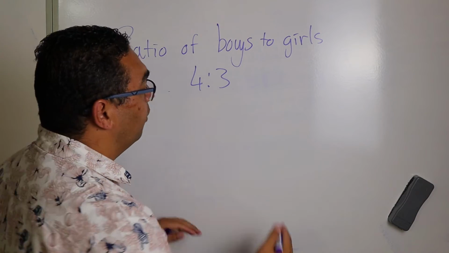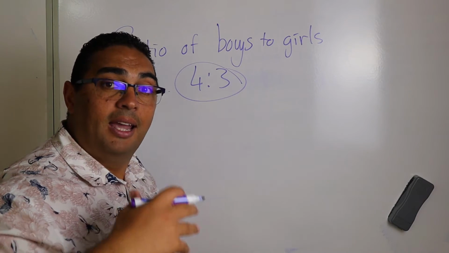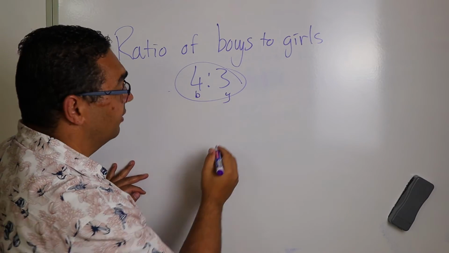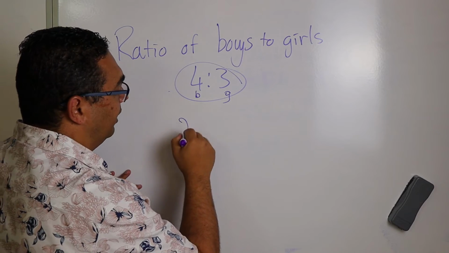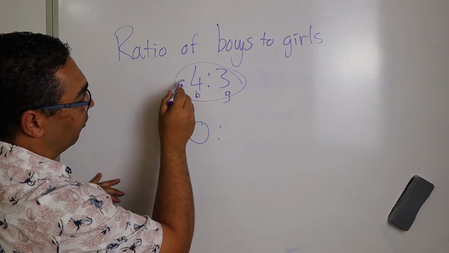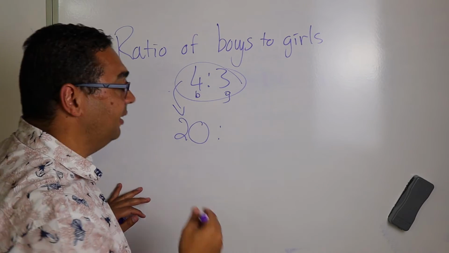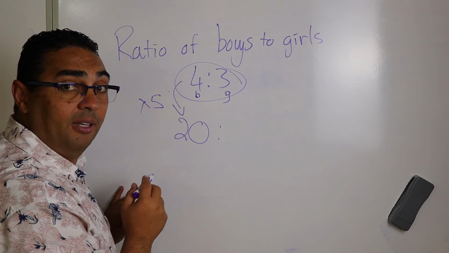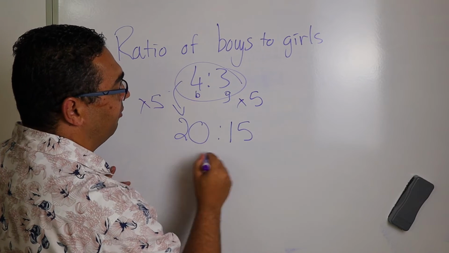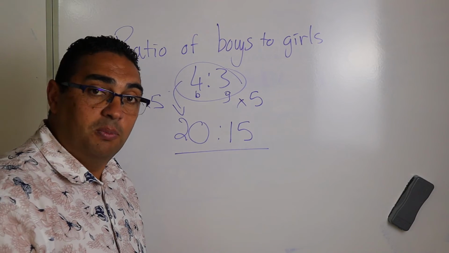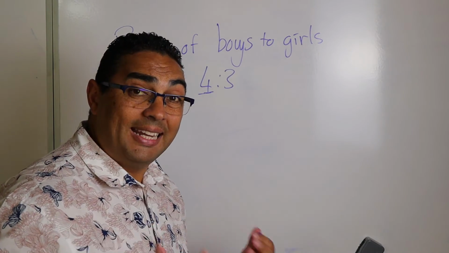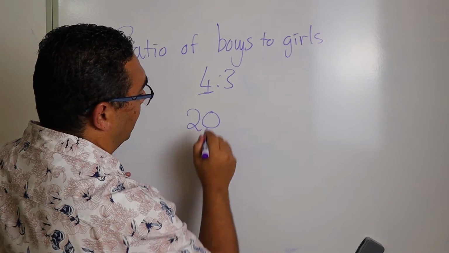So the first thing we need to do now, we have our original ratio in place, and we want to get to our result, which is, remember, this is boys to girls, right? So we want to find out, if we have 20 boys, how many girls do we end up having? Well, what did I do in order to get from 4 to 20? I multiplied by 5. And again, what I do on the one side, I've got to do on the other side, multiply that by 5, and I end up with that ratio, which means if I've got 20 boys, I have 15 girls.